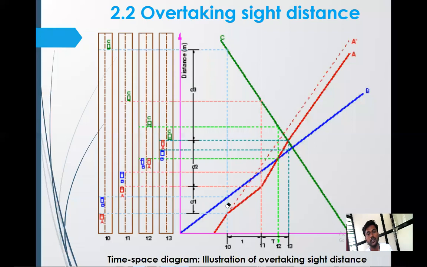Red line indicates vehicle A. Blue line indicates vehicle B, and green line indicates vehicle C, which is coming from the opposite direction. Okay. This picture gives a very clear idea about the OSD. So draw this diagram, everyone. Let me know when you complete.